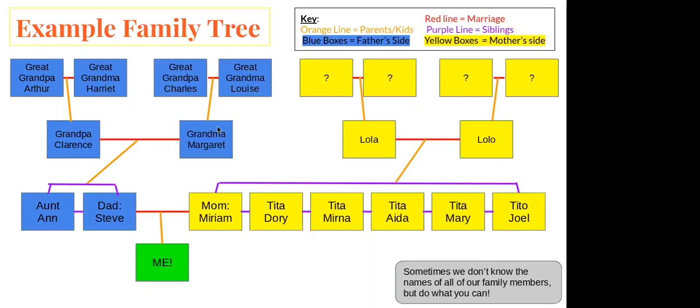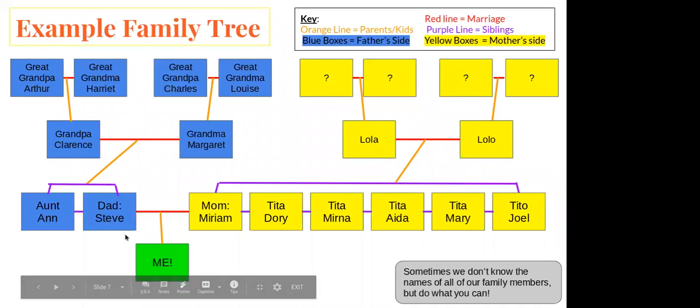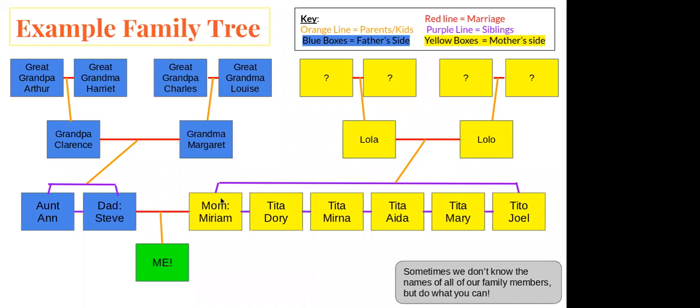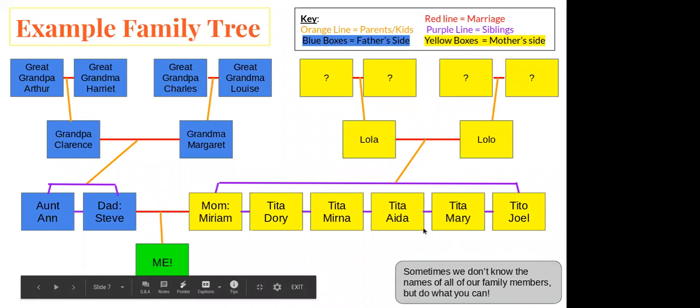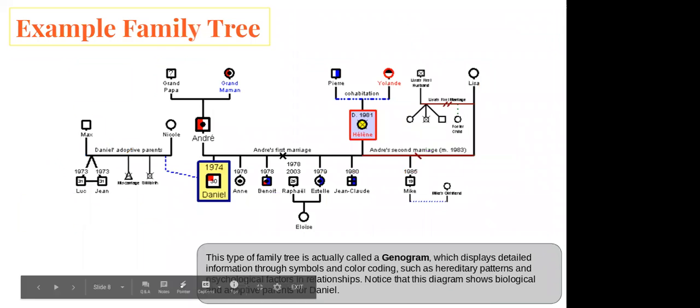And they have grandma Margaret, right? And then they get married and they have Aunt Ann and Dad, who's Steve. So we know they're brother and sister. And then Dad marries Mom, who's Miriam, and then she has all of these brothers and sisters. Okay, and then there's me. So we can see sometimes we don't know the names of our family members, but we do the best we can. So that's okay. All right, good job.